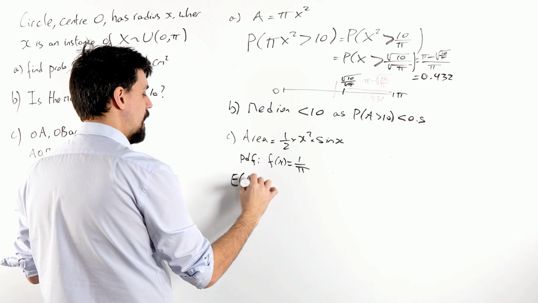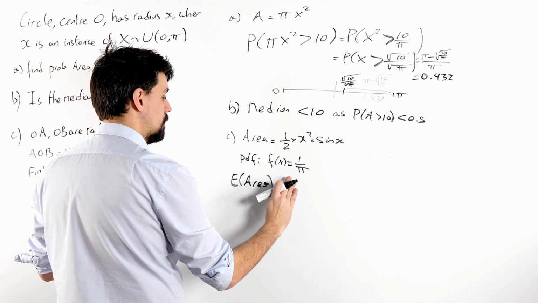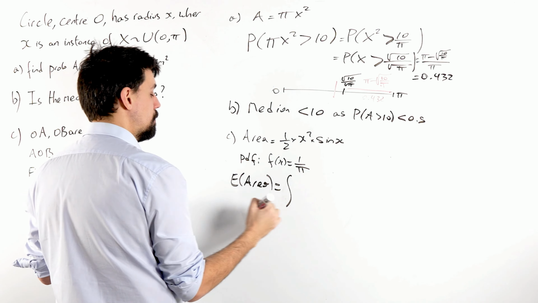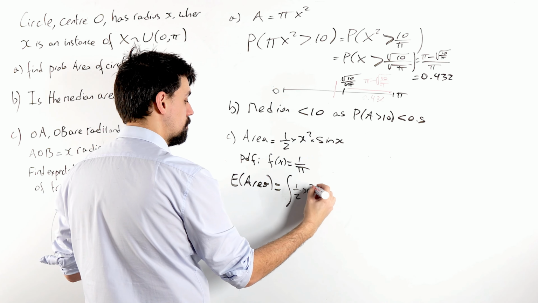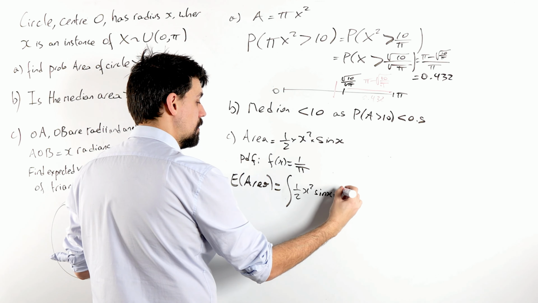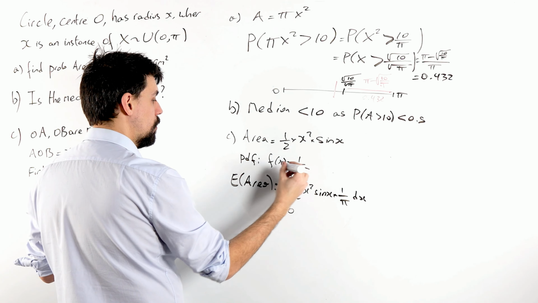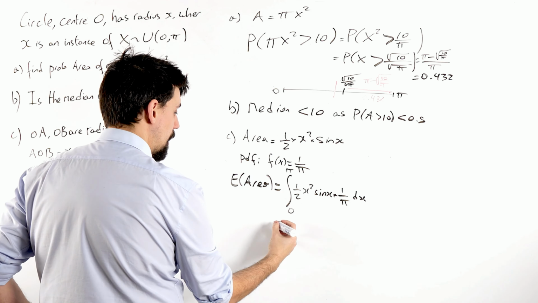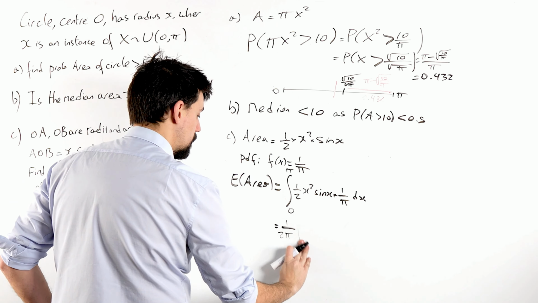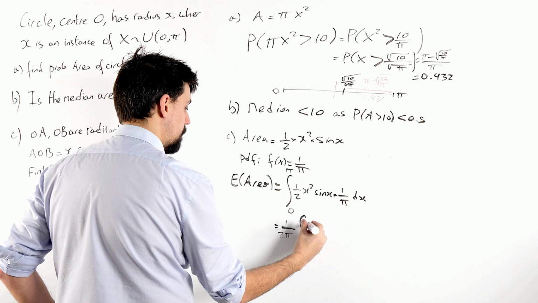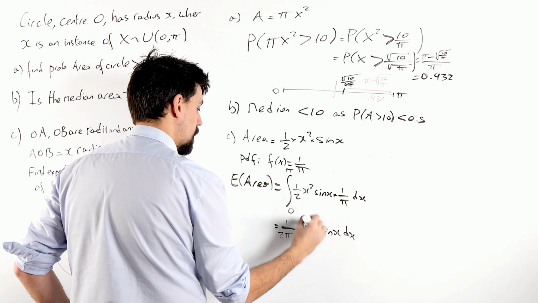The expected value for the area is the integral of the thing I want the expected value of times 1 over pi dx, and x can go from 0 to pi. Now that is 1 over 2 pi, just tidy this up a little bit, x squared sine x dx.